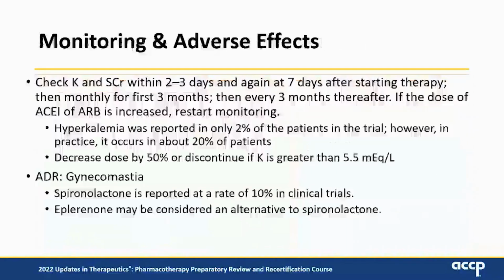For monitoring, again, because the risk of hyperkalemia is so high, we check potassium and creatinine a couple of times within the first week, and then we check it monthly for the first 3 months, and then every 3 months thereafter. And if at any time you make some other adjustment to your patient's drug therapy that might result in hyperkalemia, so maybe you start an ACE inhibitor or you increase an ARB dose, then we need to start this monitoring all over again. Hyperkalemia does occur in up to 20% of patients in clinical practice, so that's why we monitor this so closely.